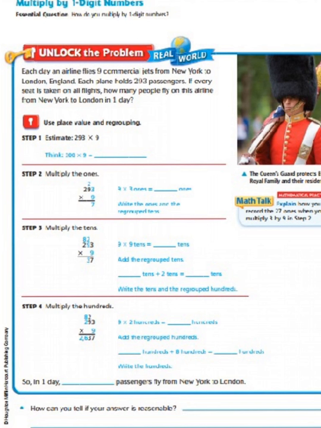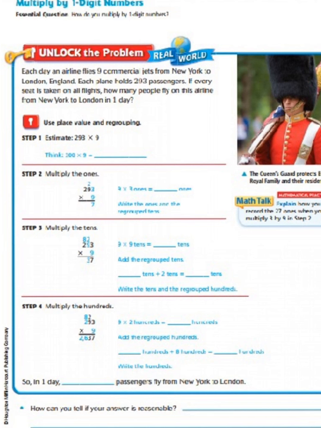Each day, an airline flies 9 commercial jets from New York to London, England. Each plane holds 293 passengers. If every seat is taken on all flights, how many people fly on this airline from New York to London in one day? So we're going to begin by using place value and regrouping. So we're going to start with step 1.